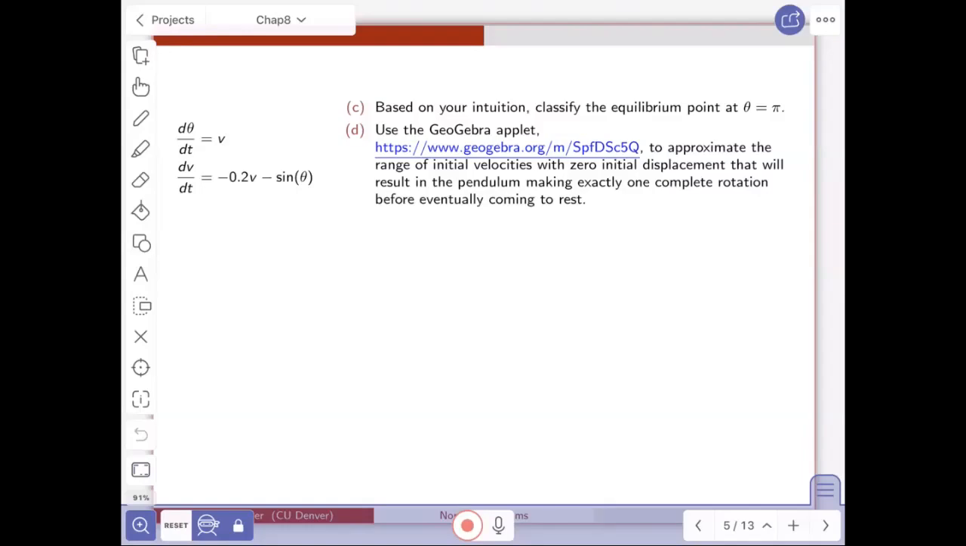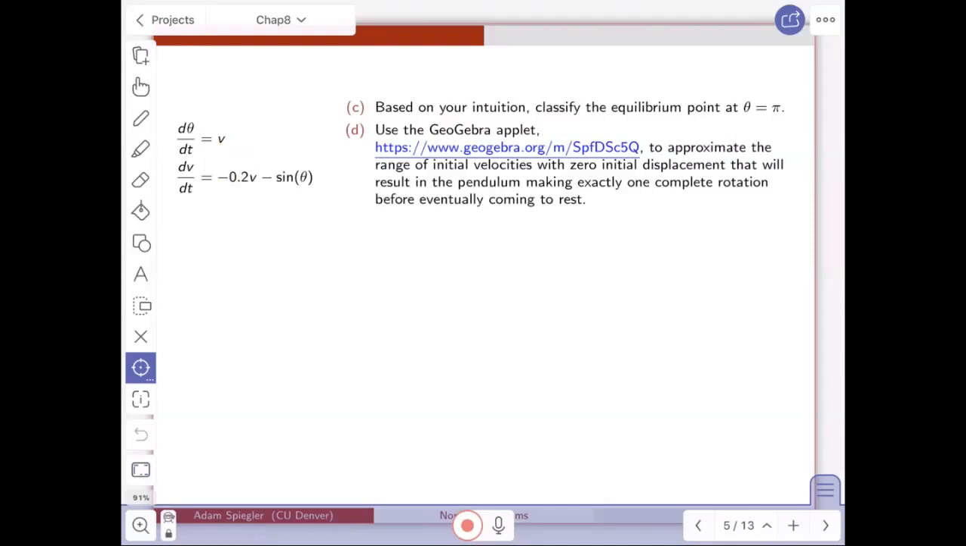Okay, so now let's take a look at part C of this same problem. We're still working with the pendulum, and we have the system of equations given over here. This is a non-linear system. And so we took a look at the case where we had equilibrium set up near theta equal to 0. We have other equilibriums.